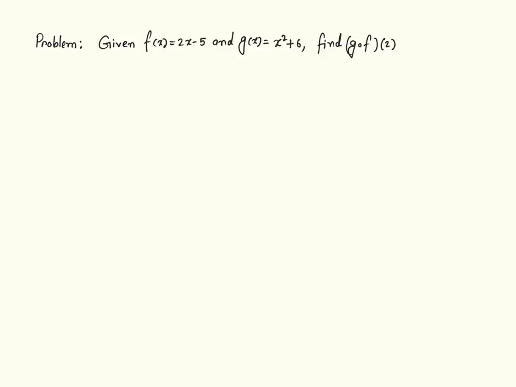In this video, I am going to find function composition. We have two functions here. f of x is equal to 2x minus 5, g of x equals x squared plus 6. We need to find g composed with f of 2.